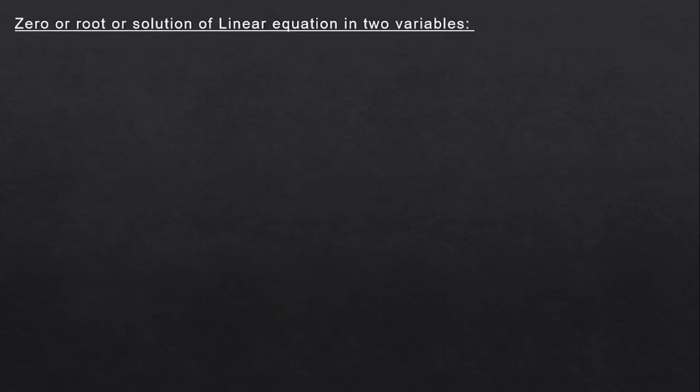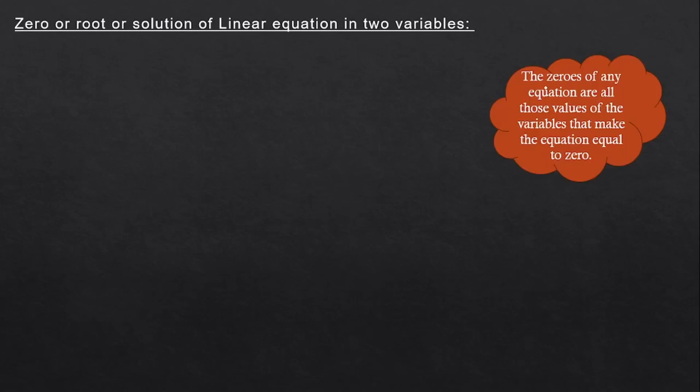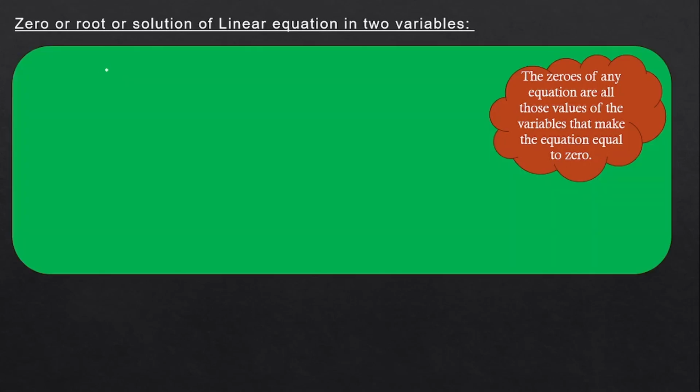Let's see next. Now, what we need to understand is the zero or root of a linear equation in two variables. They are nothing but the solution. All these three terms are synonyms of each other. But what is the meaning of a root? The zeros of any equation are all those values of the variables that make the equation equal to 0. What is the meaning of 0?